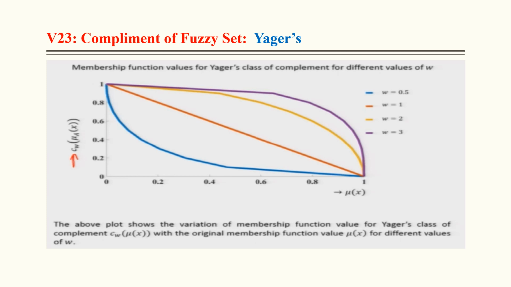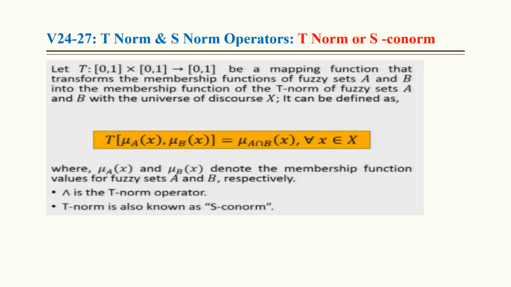And in the same way, when W is equal to 0.5, this will be the output. W is equal to 1, this will be the output. W is equal to 2, this will be the output, and W is equal to 3, this will be the output, right? This is a comparative analysis when the value of W is different.